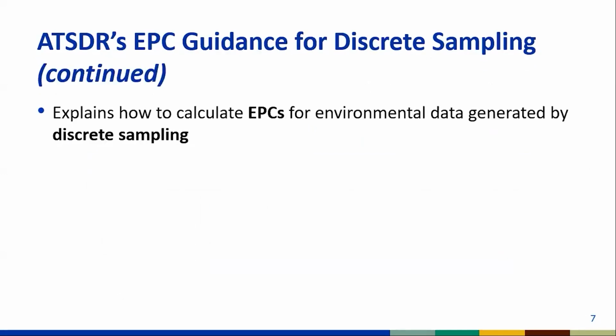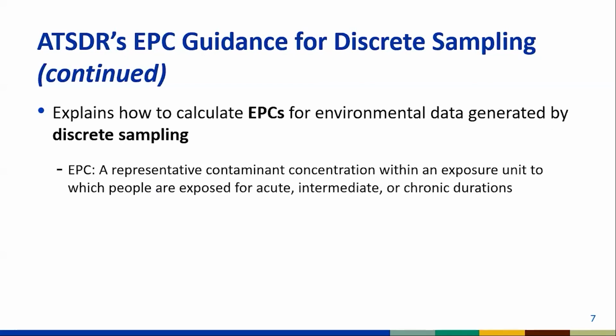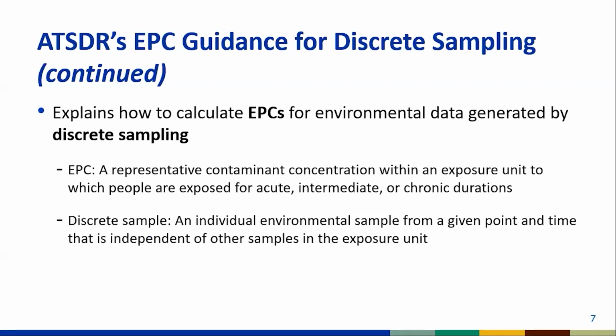The EPC guidance was developed to outline the agency's preferred approach for estimating EPCs for environmental data generated by discrete sampling methods. An EPC is a representative contaminant concentration within an exposure unit to which people are exposed for acute, intermediate, or chronic durations. A discrete sample is an individual environmental sample collected from a given point in time that's independent of other samples. Please note that this guidance is only applicable when estimating EPCs with discrete sampling data.